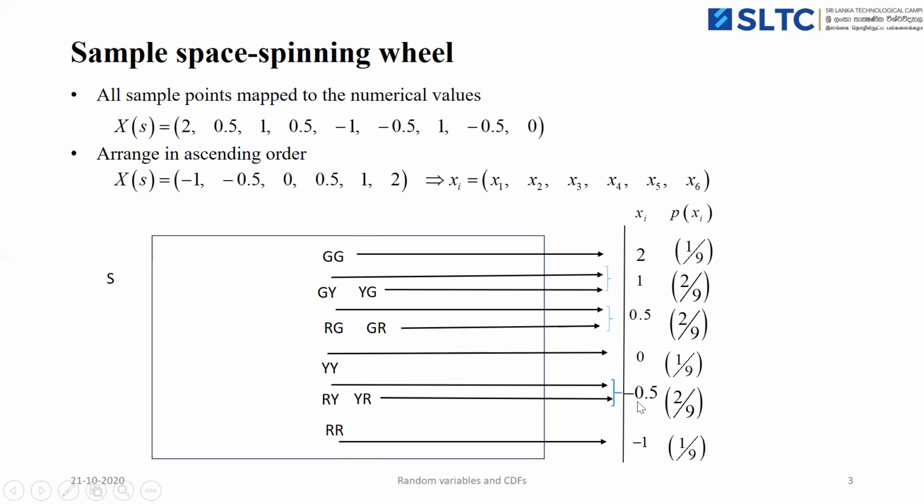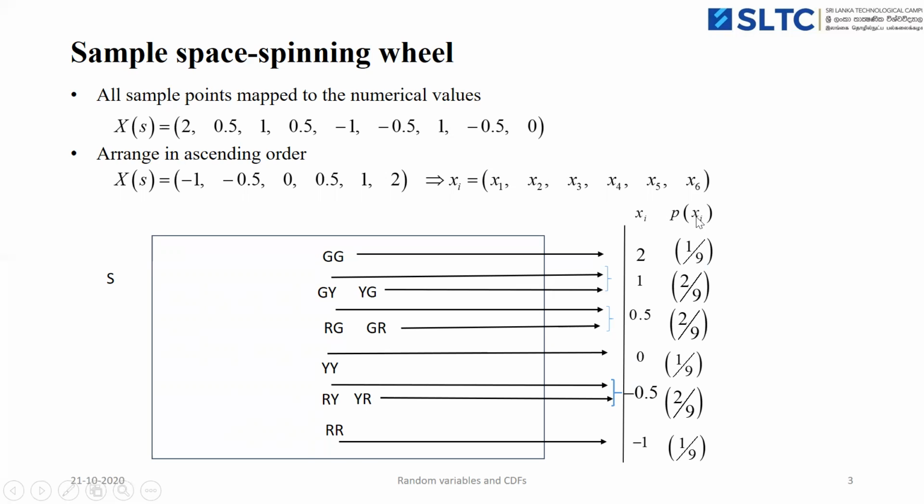So it is arranged in the ascending order from -1 to 2. After getting those numerical values, we can find the probability function for them: p of -1, p of -0.5, and so on up to p of 2. That is the p of xi, or p of x, which we call the frequency function or probability function.